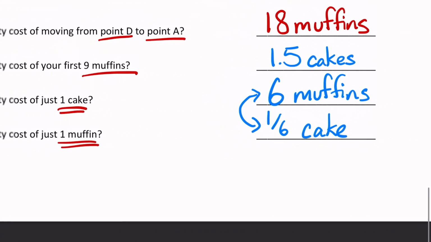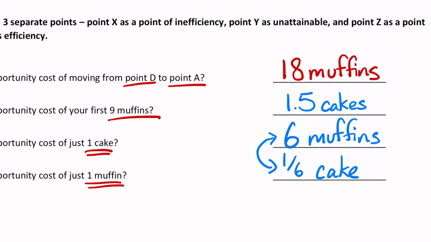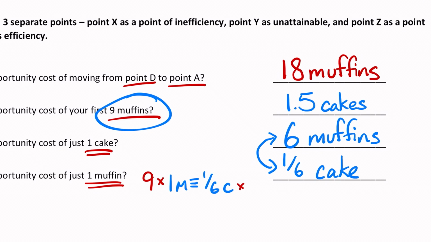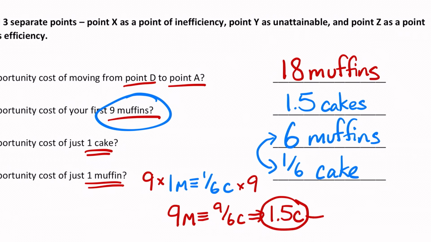Now, like I said earlier, I wanted to show you a way where you could solve that other question, the one earlier where we ask, what's our opportunity cost for 9 muffins? Well, we know that the opportunity cost of just 1 muffin is 1/6 of a cake. But we want to know it for 9 muffins. What we can do is just multiply this side by 9 and multiply this side by 9. And what we end up with is 9 muffins is equivalent to 9 over 6 cakes, which simplifies down into 1.5 cakes, which is exactly what we had set up there.